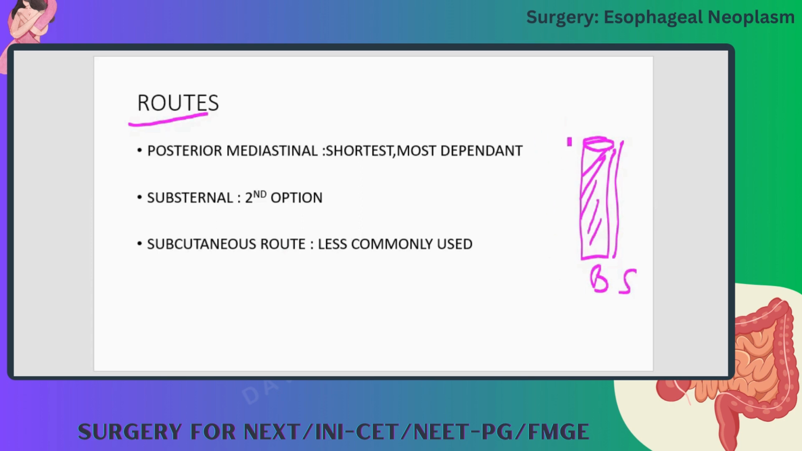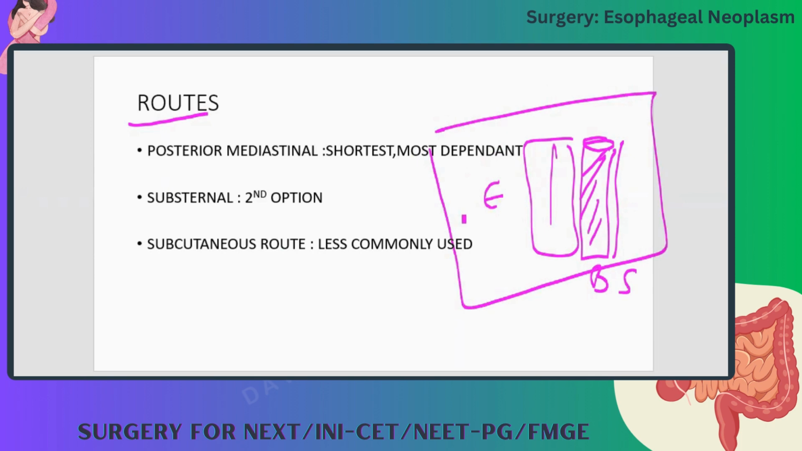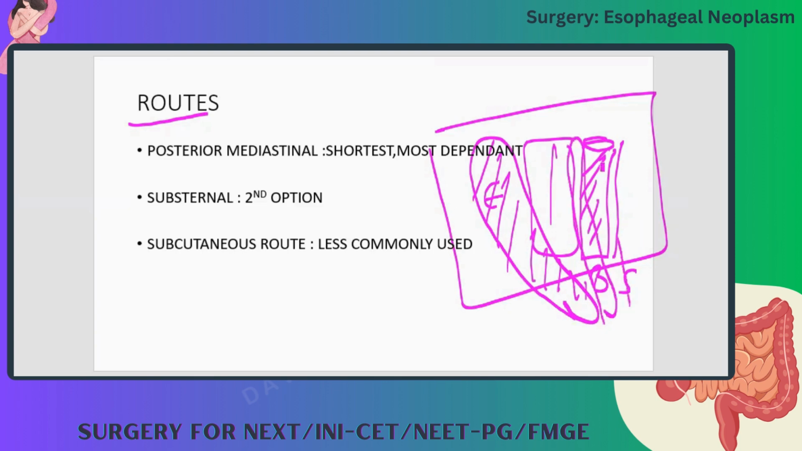We know that there is the heart, and below that, there is the esophagus, which is not there. This is the anatomy, right? So you want to reconstruct the esophagus. The posterior mediastinum is the best route, the shortest route, and most dependent. You can do the reconstruction here. Substernal, beneath the sternum, you can also do. And subcutaneous, on the sternum. But why don't we do it on the sternum? Why is the subcutaneous route less commonly used?